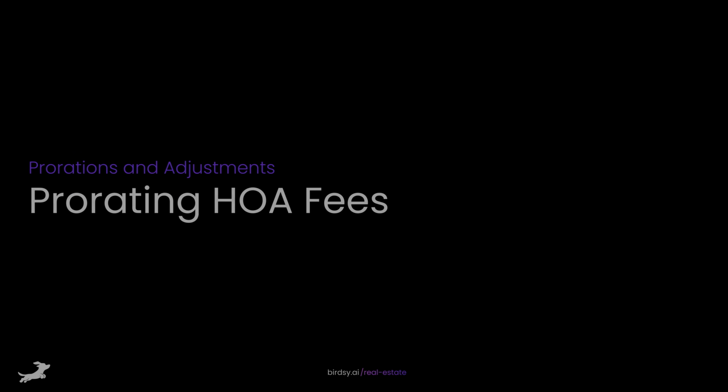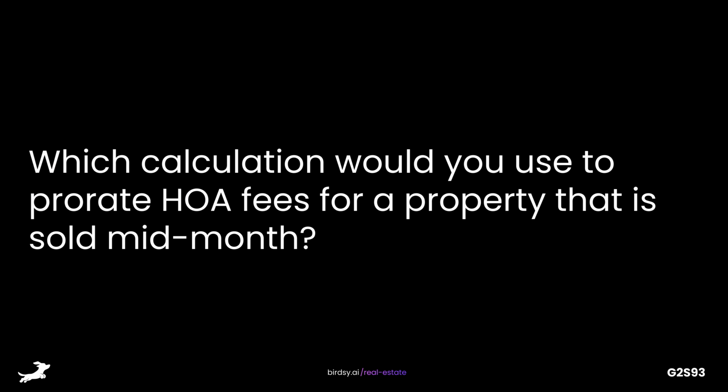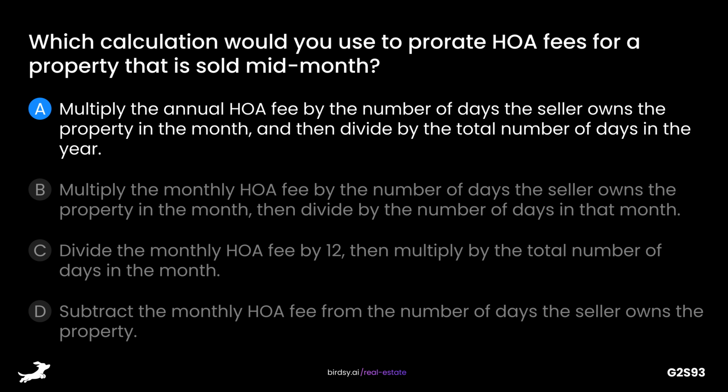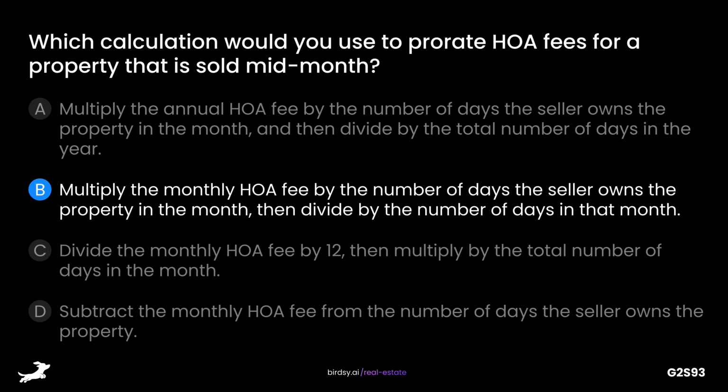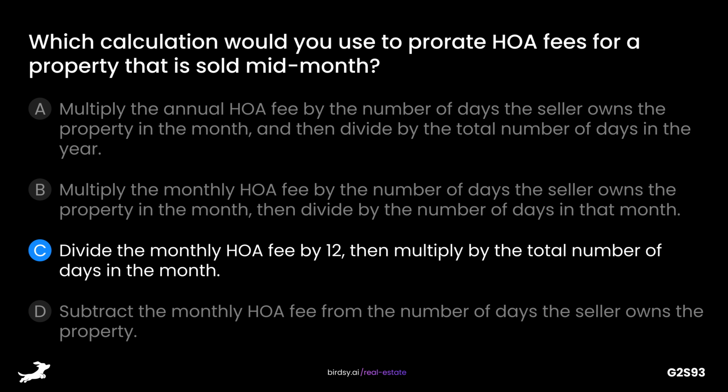Prorating HOA fees. Which calculation would you use to prorate HOA fees for a property that is sold mid-month? Is it A, multiply the annual HOA fee by the number of days the seller owns the property in the month, and then divide by the total number of days in the year? B, multiply the monthly HOA fee by the number of days the seller owns the property in the month, then divide by the number of days in that month. C, divide the monthly HOA fee by 12, then multiply by the total number of days in the month.